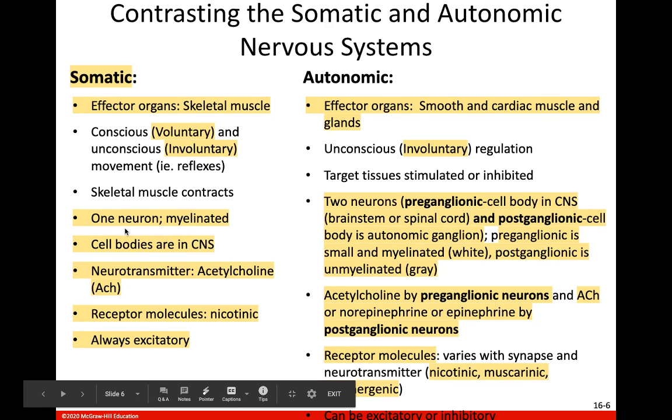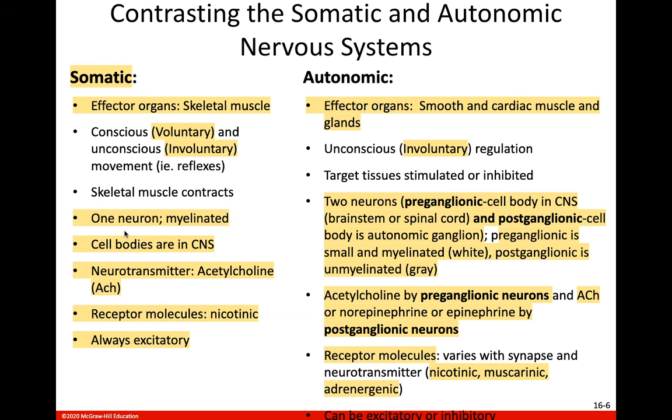Again, it does involve just one neuron running from the CNS to the skeletal muscle, and it is going to be a myelinated neuron. So these somatic motor neurons are going to be able to conduct those electrical signals really quickly to allow you to respond to your environment, because again, this is life or death. You have to be able to respond to your environment.